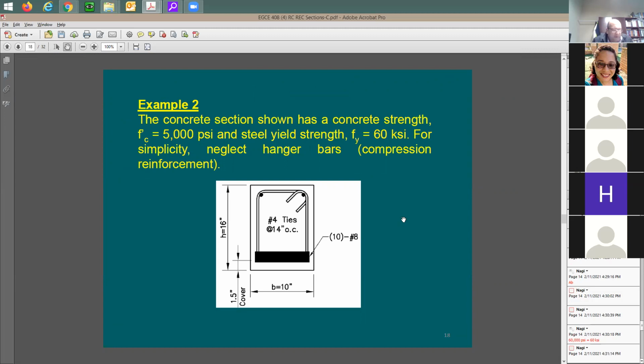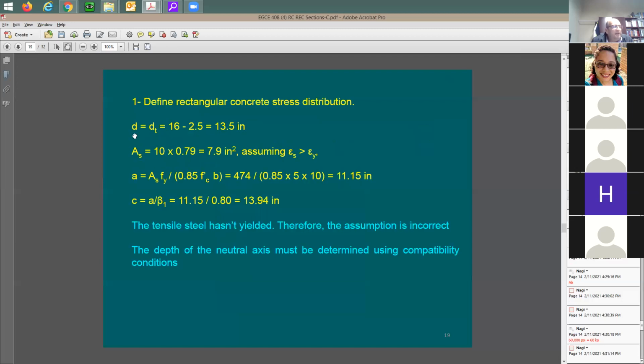Any expectation from you guys? What's going to happen to the phi factor? It's going to reduce, right? It's going to go down. Now let's exercise this. Good. And look at the concrete. It becomes 5,000 here. I added more concrete strength. The depth is going to be the same. Look at what happened to As. It used to be 3 number 8. Now it becomes 10 number 8.